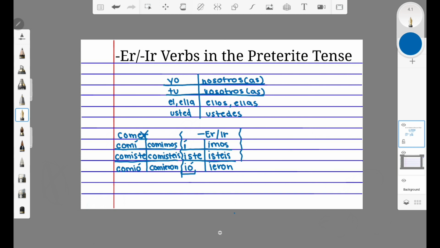Alright, now let's do one IR verb. Let's do the verb escribir, which means to write. Comer, by the way, is to eat. Alright, escribir, to write. Yo escribí. Tú escribiste. Él, ella, usted escribió.